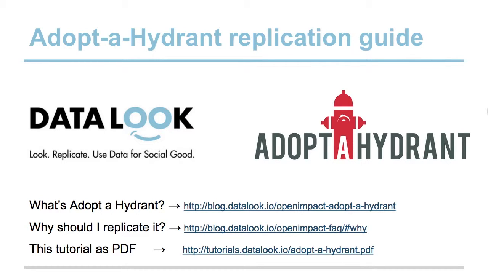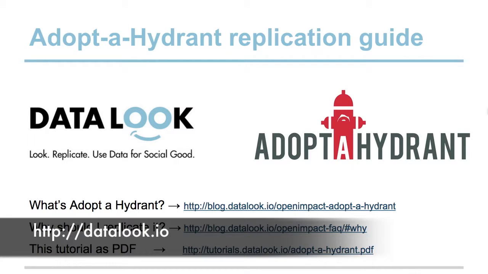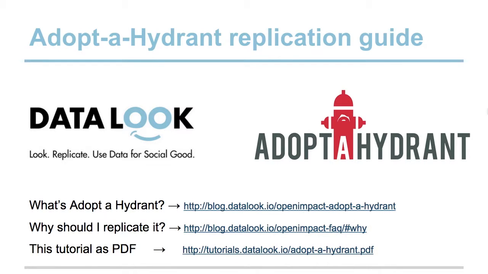Today I'm gonna show you how you can easily replicate one of the 250 plus social good projects available at DataLook.io, adopt-a-hydrant. This app is developed and maintained by Code for America and was originally created for the city of Boston. Since then, the project has been replicated in many other cities and even adapted in many different ways, like adopt-a-tree, adopt-a-siren, and more. This video guide will show you step by step every single process, so don't worry if you're not a developer or a programmer.